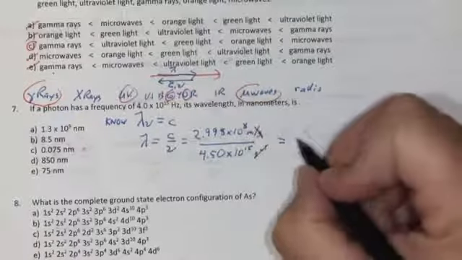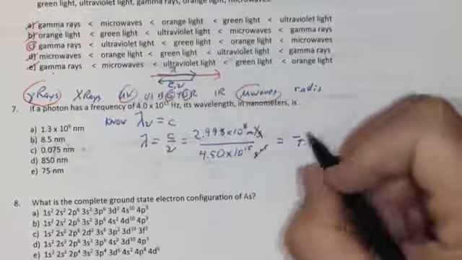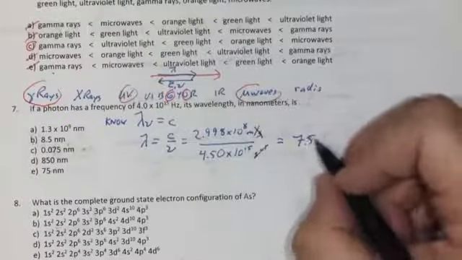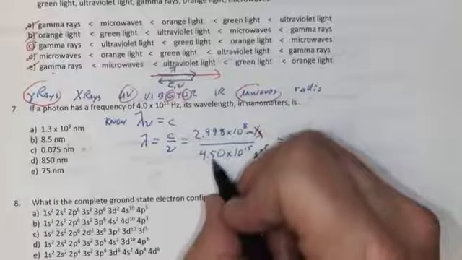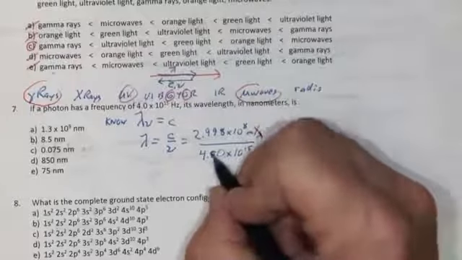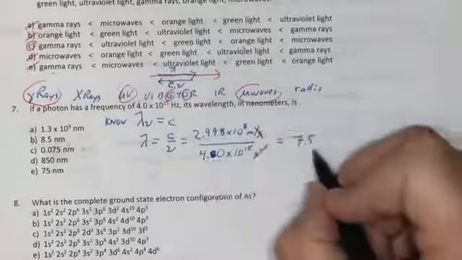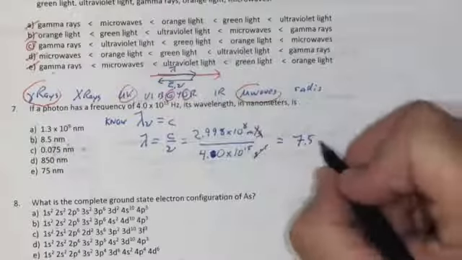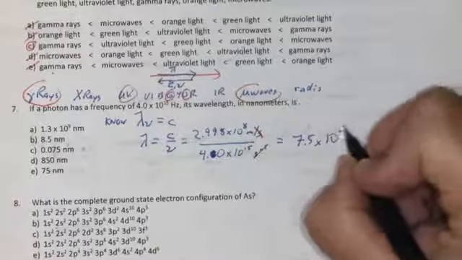When we calculate that, we get 7.5 times 10 to the negative 8. I wrote 4.50. This should be 4.0 times 10 to the 15th. 7.5 times 10 to the negative 8 meters.